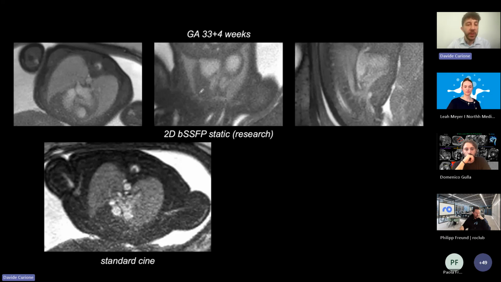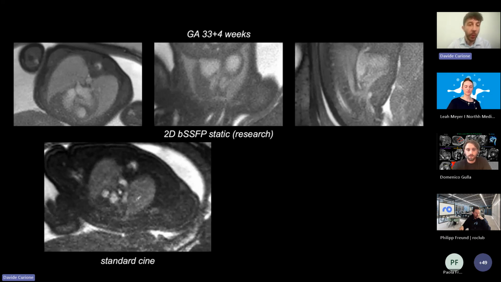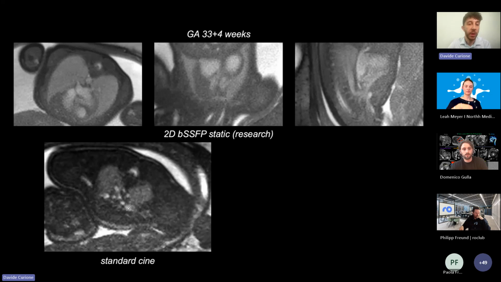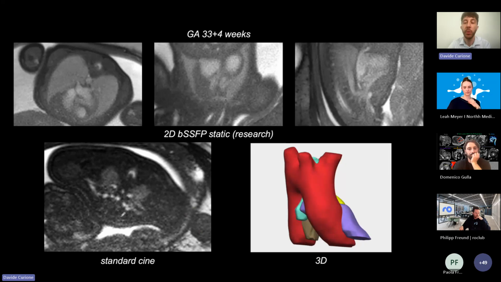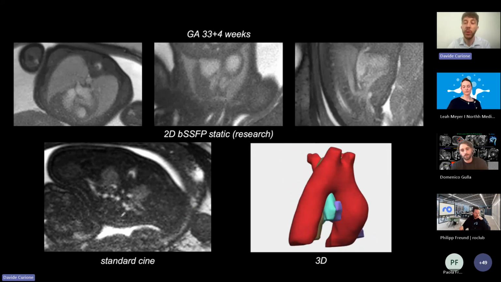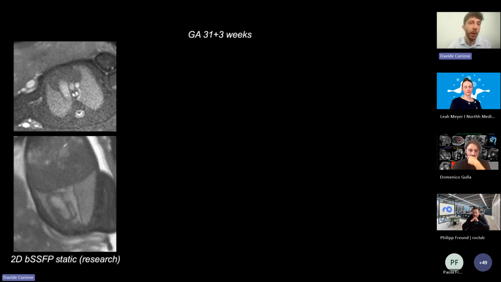And then we obtained some CNA images, some standard CNA images, which also show the anatomy with the ductus and the right aortic arch. And in this case, we were even able to obtain a 3D reconstruction to show the overall anatomy better.